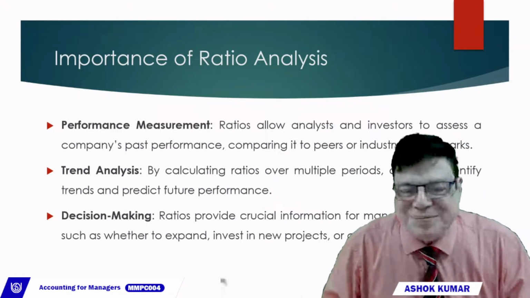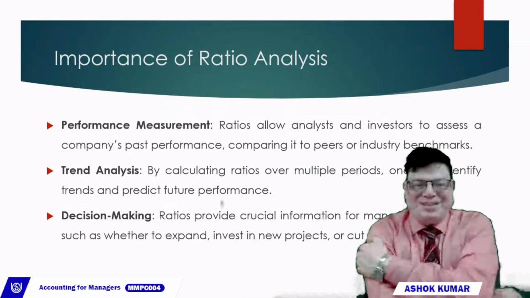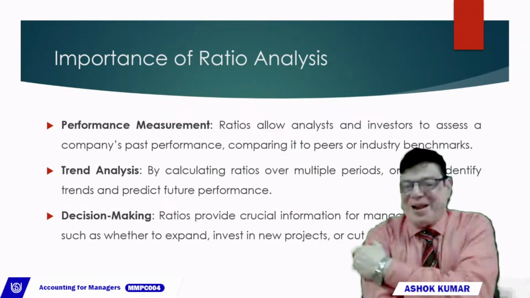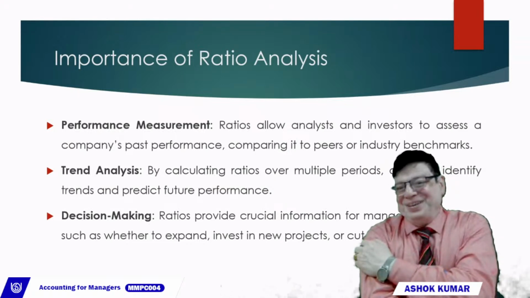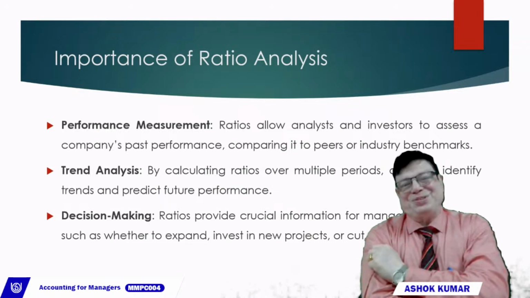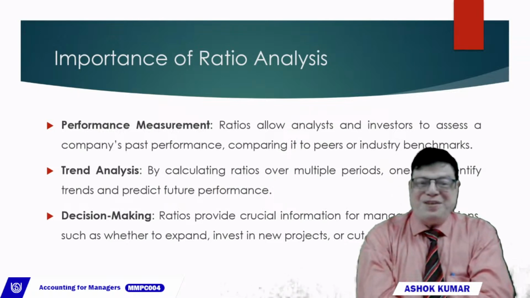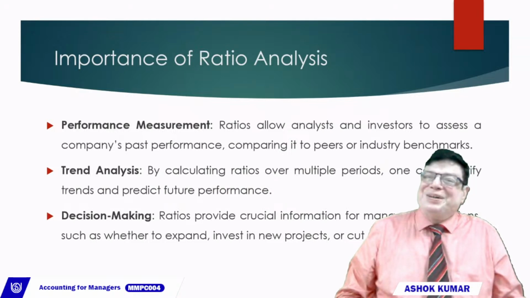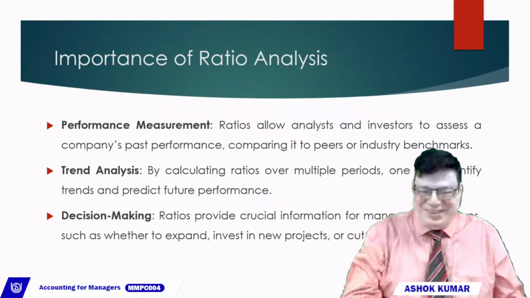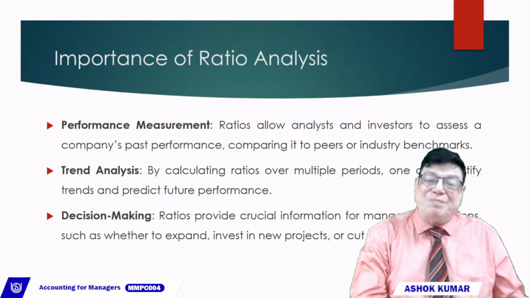Then decision making. Ratios provide crucial information for managerial decisions, such as whether to expand, invest in new projects, or cut cost. You see how to cut the cost so that profit can be increased. And if we are going to expand, you see how much we should increase the production, before the break-even point is reached. So all these things help the managers to take decisions.